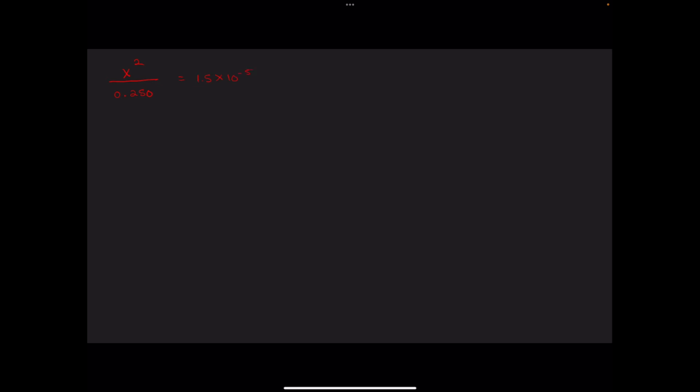Now I don't have a polynomial. I have something much simpler that I can just rearrange and solve for my X. So in rearranging this, we're dividing by 0.25. We want to get rid of the bottom of that fraction. So we're multiplying both sides by 0.25.